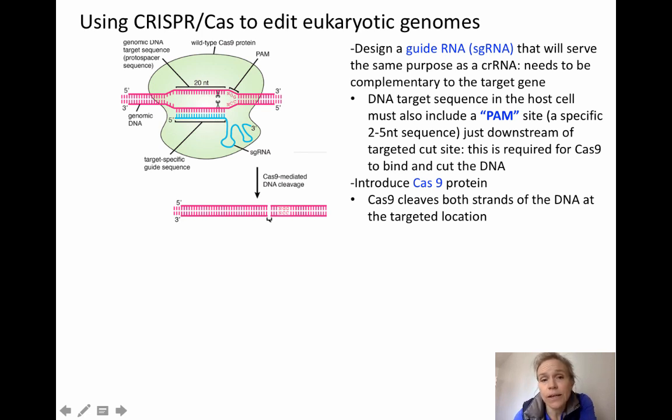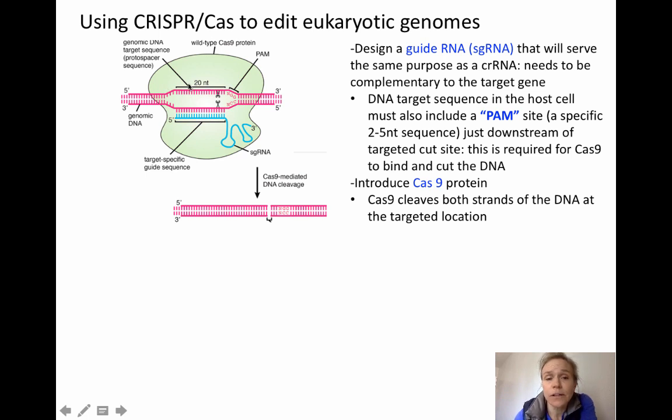Really, all you need is a little repetitive sequence called a PAM sequence, which is shown right here. There are many such regions because it's only 2 to 5 nucleotides that have to match. Basically, 2 Gs together or 2 Cs together is a PAM region. And you need this site because the Cas9 protein binds to that site.